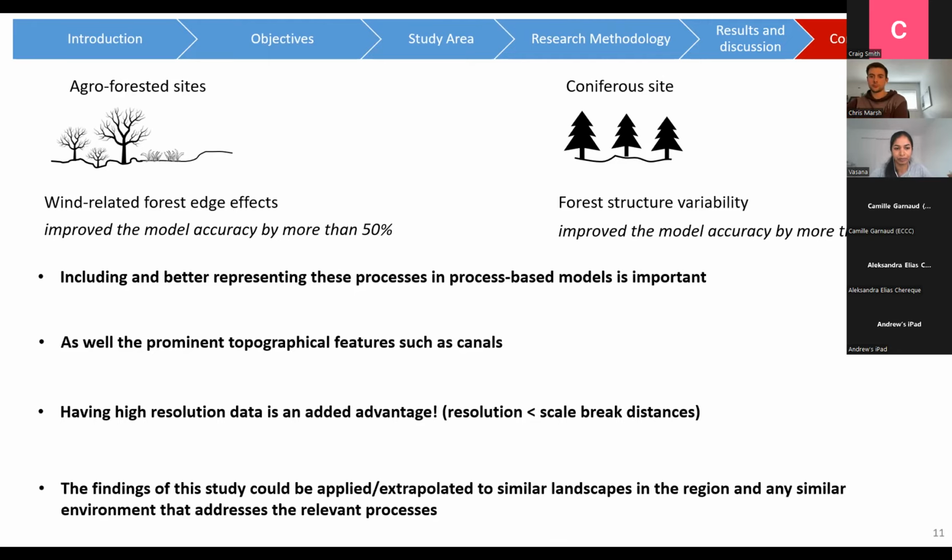And finally, the findings of this study could be applied or extrapolated in similar landscapes in southern Quebec, as well as any similar environment that addresses the relevant processes.